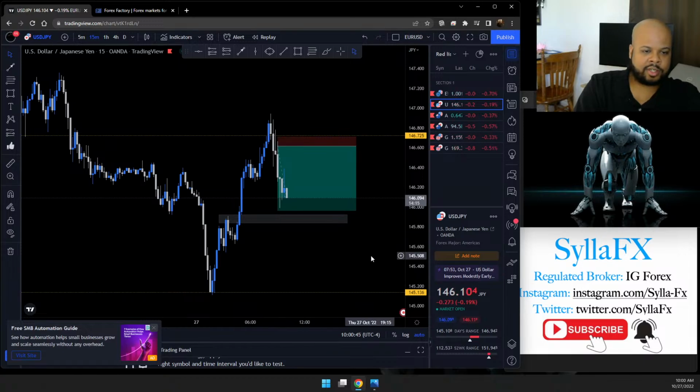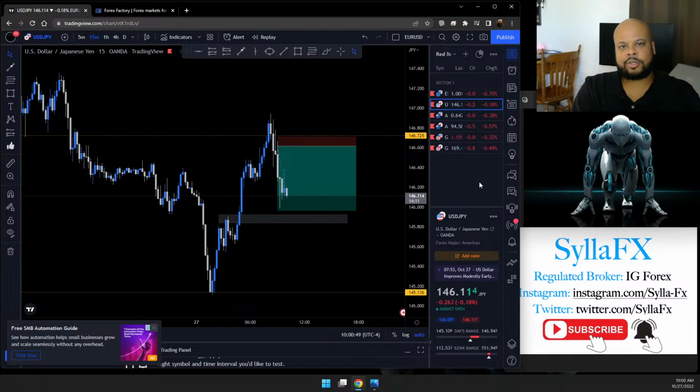Very easy, simple stuff. And as you guys can tell, no indicators on the chart. This is basic price action, support and resistance levels, trend trading, supply and demand, whatever you want to call it. The three strategies that I use to trade without any indicators, just basic market structure and price action.